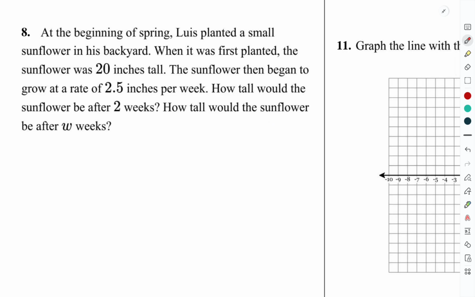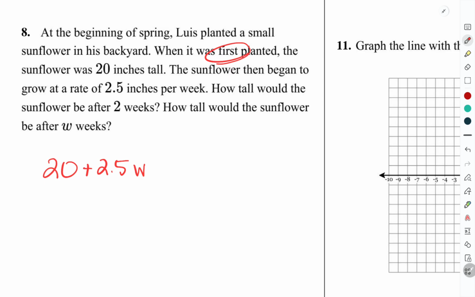Okay, another word problem, slightly different. Let's look at it. At the beginning, Luis planted a small sunflower in his backyard. When it was first planted, the sunflower was 20 inches tall. First planted tells me that's my start. The sunflower then began to grow. So growing means plus to me because it's going to get bigger, the sunflower will, at a rate of 2.5 inches per week.